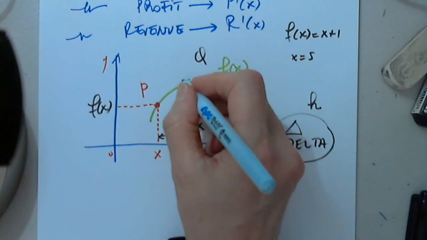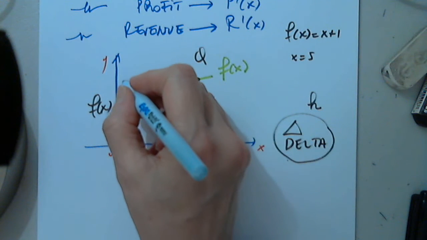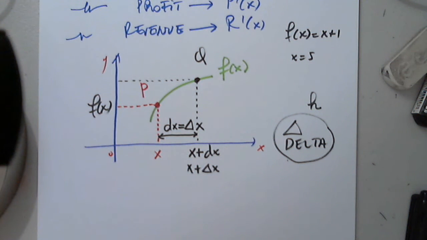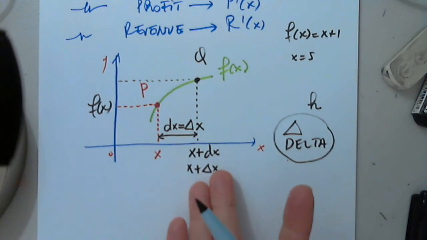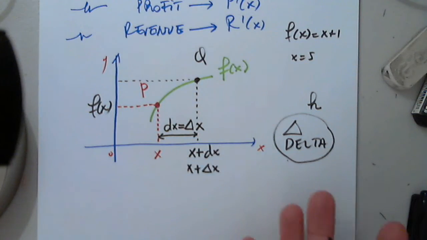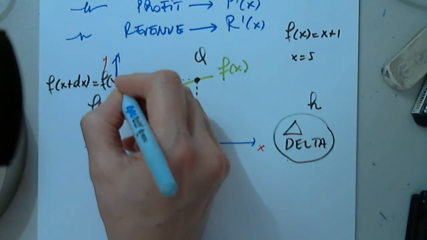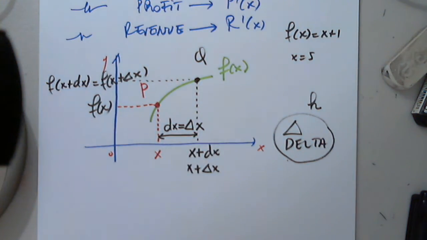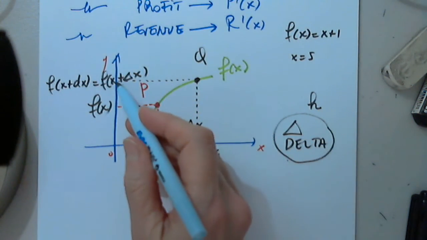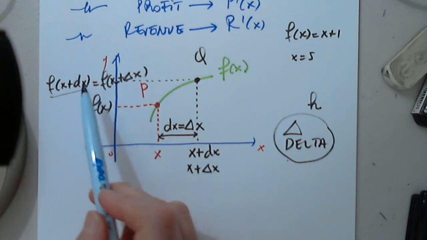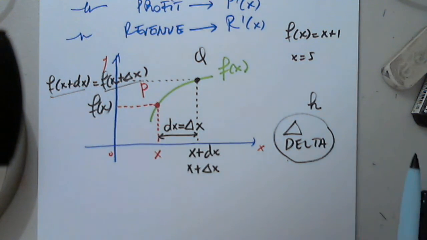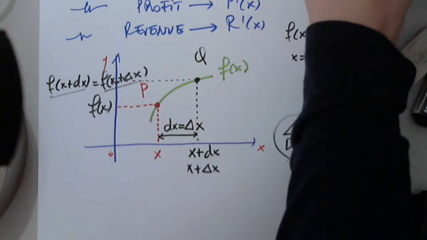Can anyone give us the y-coordinate of Q? Is it f of x plus delta x? It doesn't matter which one. Of course, I'm going to write both just to make sure that this is clear: f of x plus delta x. You can call it f of x plus dx, or you can call it f of x plus delta x. They have to be the same because dx and delta x are the same.